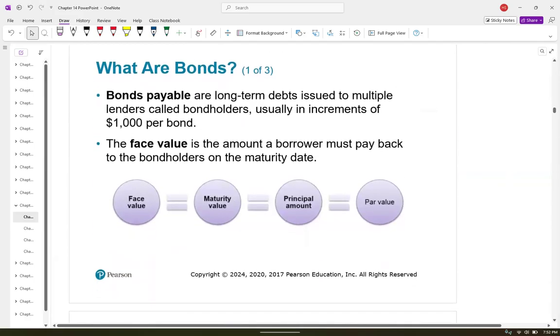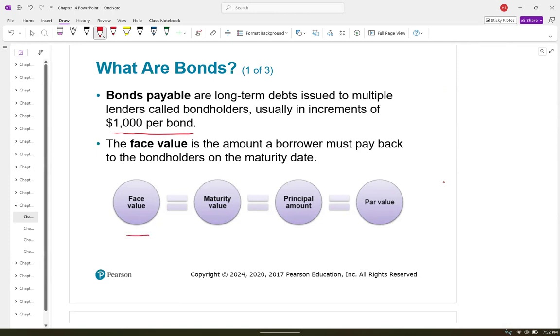Okay. All right. We're fixing to get into bonds, learning objective 14.2. We're looking at bonds. Bonds are very long-term debt. They are usually sold in $1,000 per bond increments. Okay. There's a lot of things going on with bonds. There is a face value. Face value is what is printed on the bond.